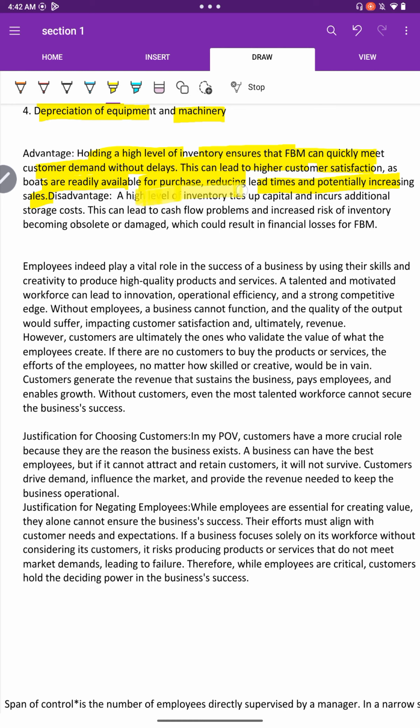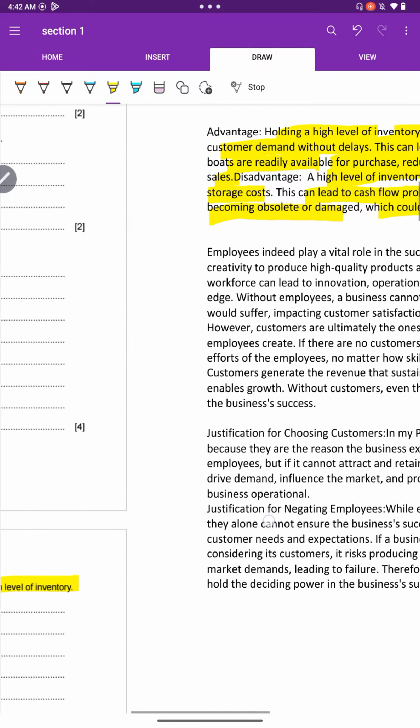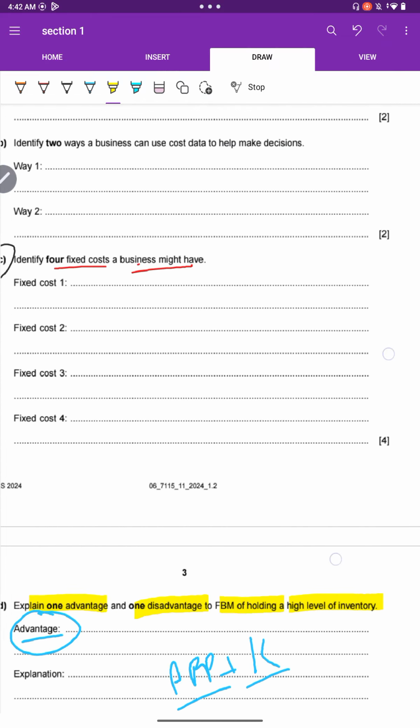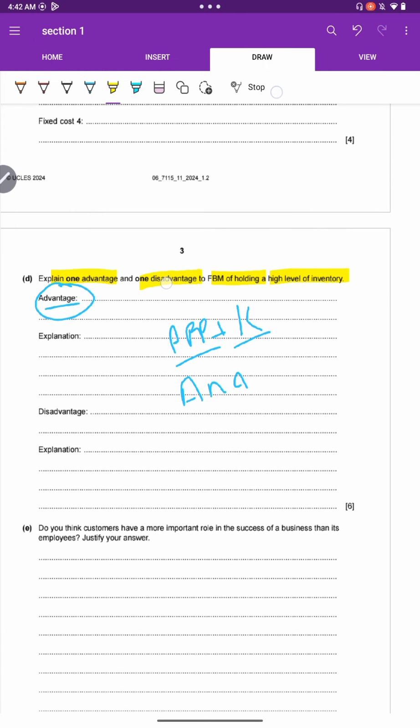The disadvantage would be that a high level of inventory ties up capital and incurs additional storage cost, and this can lead to cash flow problems and an increased risk of inventory becoming obsolete or damaged, which could result in financial losses for FBM. As you can see, I made different chains, but you don't need to. You have to see the space. I think you have plenty of space, I guess. Yeah, you can write the whole explanation here.